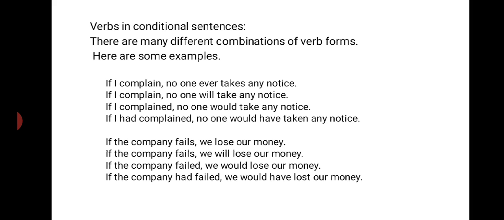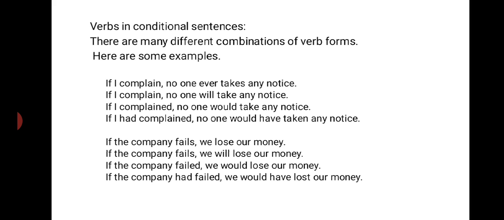Let us try to understand all the conditional sentences which we have discussed so far with the different combinations of verb forms. If I complain, no one ever takes any notice. If I complain, no one will take any notice. The first one is the zero condition. We are talking about a factual thing. And the second one is the first condition. We are talking about a possibility, but it may happen or may not happen.